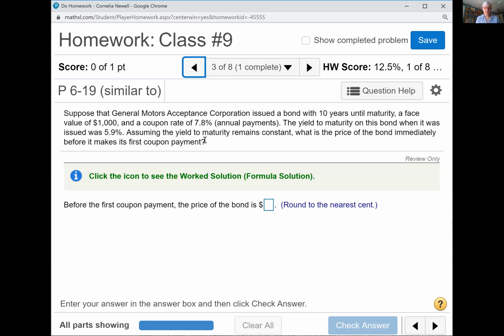5.9 is your interest. 1,000 is your future value. So one option is to say that you have 10 payments left, but that's the value of the bond when it's first issued. So you have to multiply it by 1 plus R to bring it forward to year 1. And you get 1207.80.